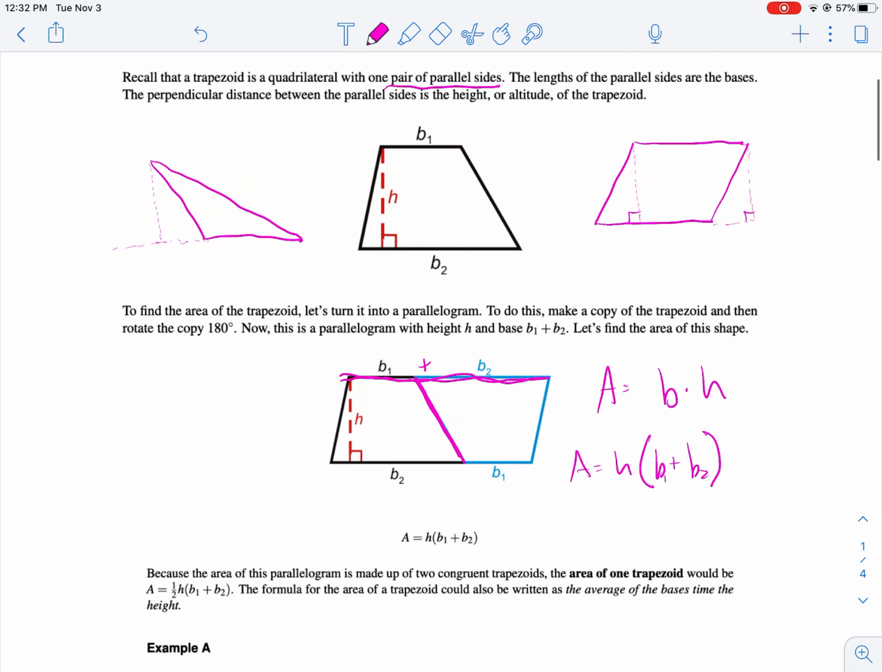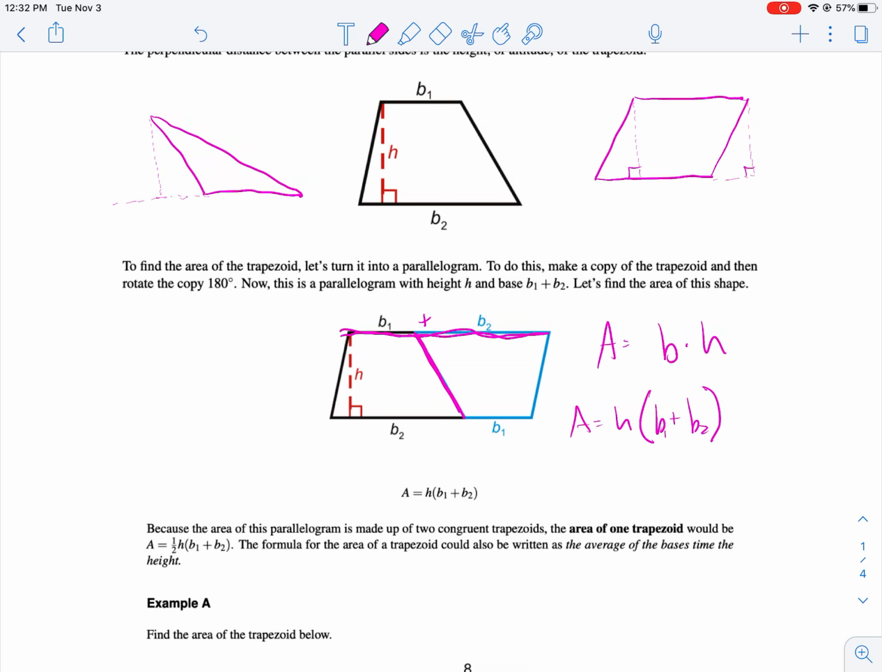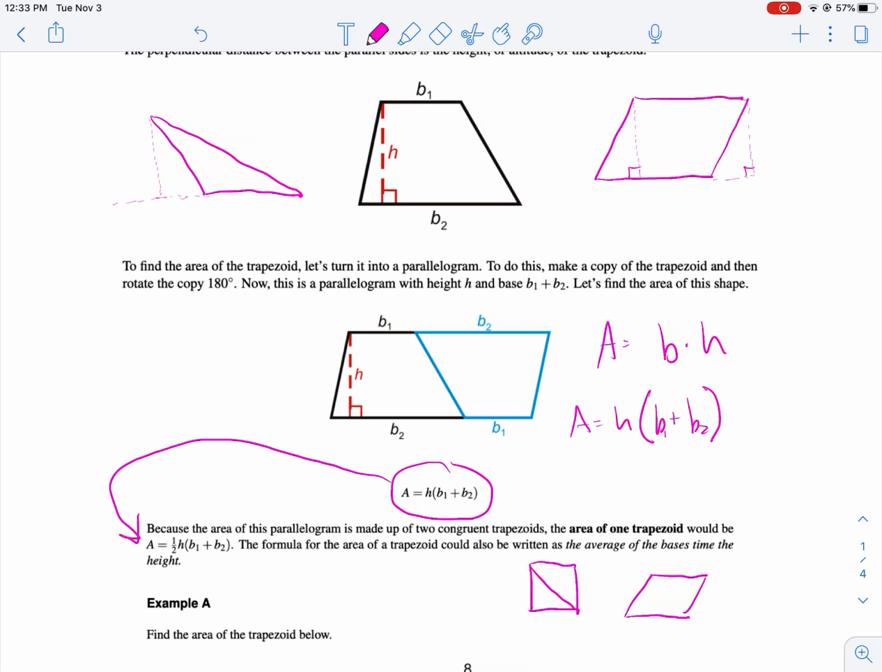Now, because the parallelogram in this case is made up of 2 congruent trapezoids, how they derive the formula for the trapezoid is they have everything here, but then they divide it in half. Just like our triangles, when our triangles create those parallelograms or squares, remember, a triangle is either half a square or half a parallelogram. The trapezoid falls under that same category.